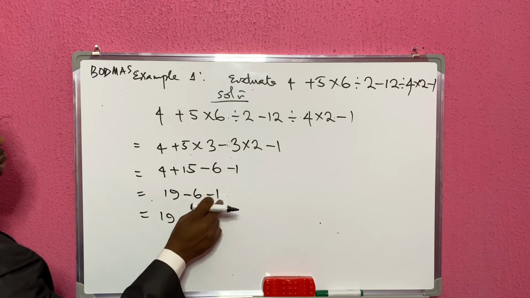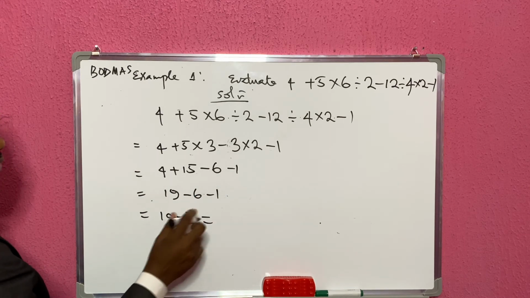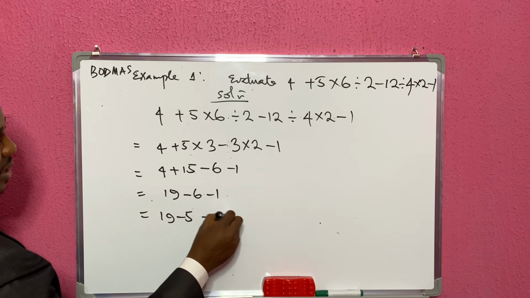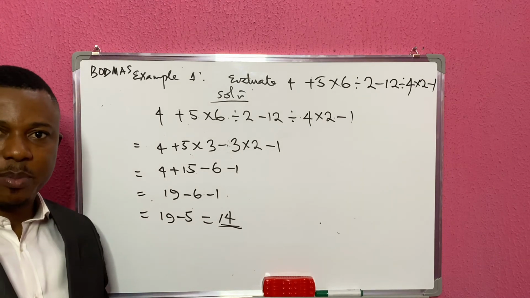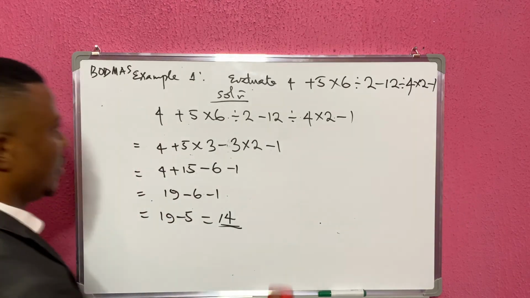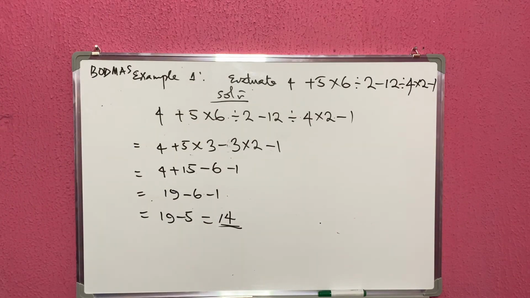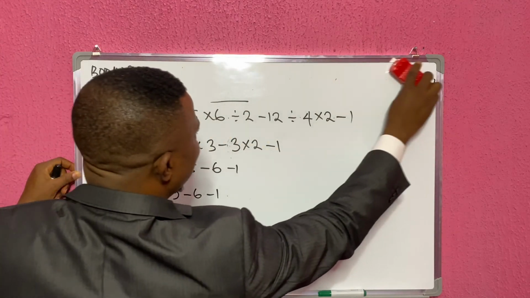6 minus 1 is 5. 19 minus 5 is 14. 14 is your final answer. We have obeyed the principle of BODMAS, as you can see. Let's look at another question, still to explain this BODMAS.